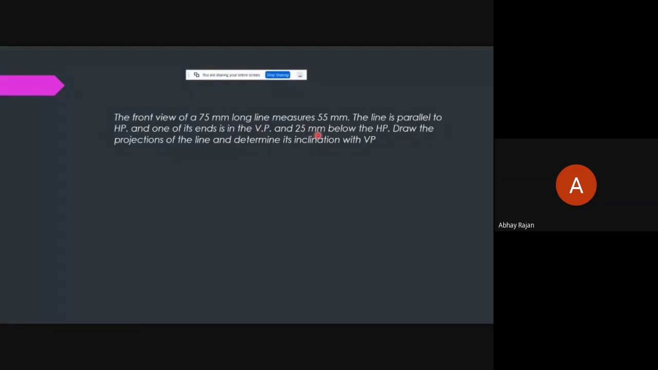So you will get a point which is 25 mm below HP, and from there you have to locate the point by using these dimensions. So the dimensions are given and the projections have to be drawn, and once you have constructed the line, you will be seeing there is an inclination with the VP. So can you tell how to do that?